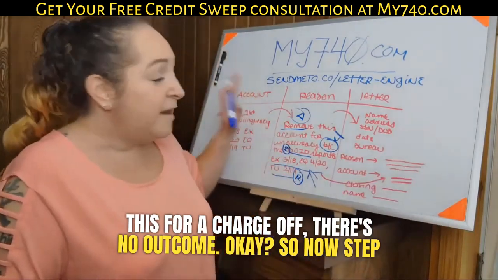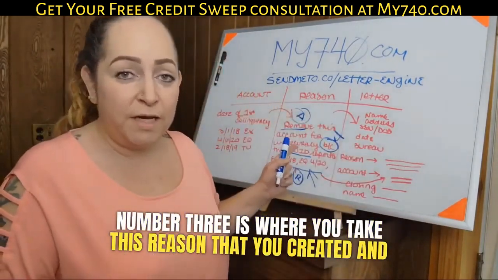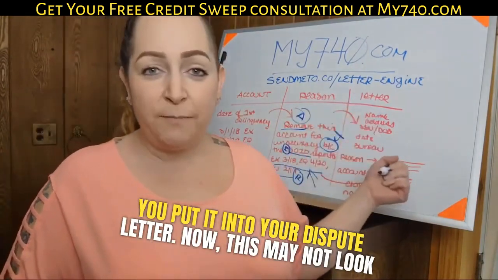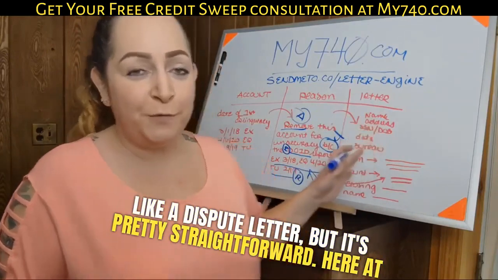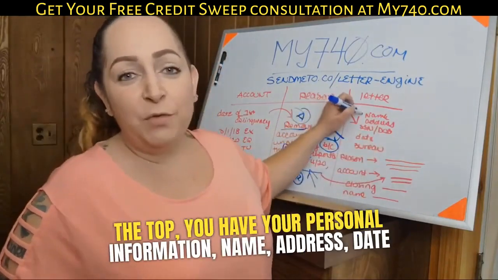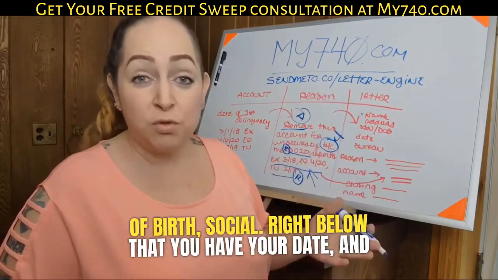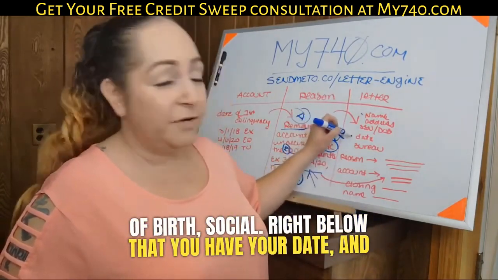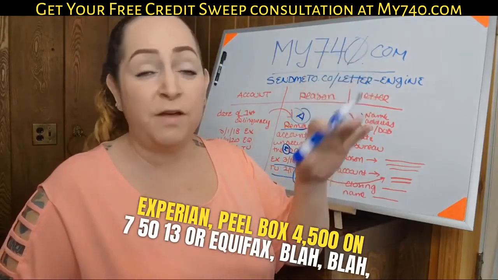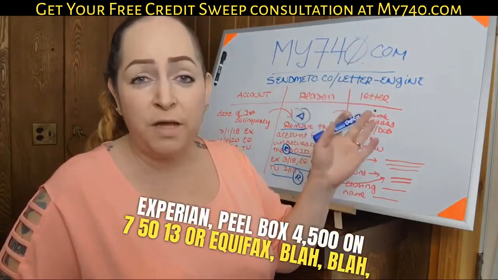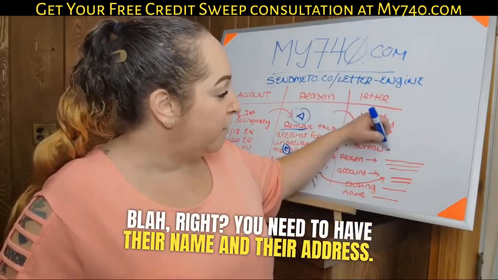So now, step number 3 is where you take this reason that you created and you put it into your dispute letter. Now, this may not look like a dispute letter, but it's pretty straightforward. Here at the top, you have your personal information: name, address, date of birth, social. Below that, you have your date, and then you have your bureau. You're going to put Experian, PO Box 4500, Allen, Texas 75013, or Equifax, and so on. You need to have their name and their address.